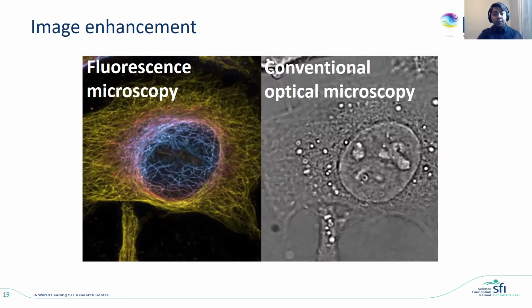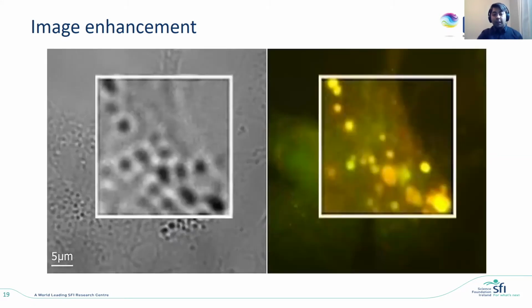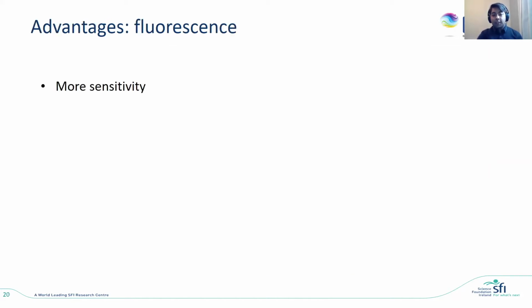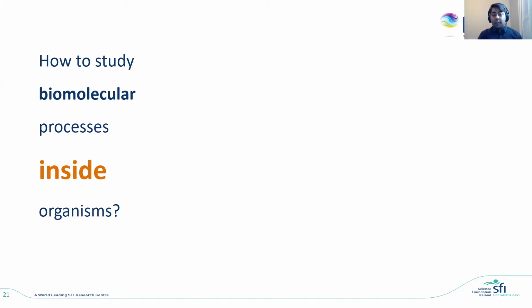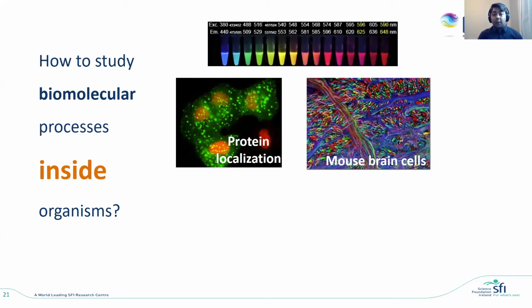Not only the details, but you could even see structures that appear like a blob, as you can see on the right side, but are actually more structured when you see them in a fluorescence image. Because in fluorescence we don't have problems with background light, there are several advantages: more sensitivity, better contrast, and it's possible to label multiple cellular structures at a time. There are several ways that we can probe biomolecular processes inside the organisms, and to do this, we can use several types of molecules.